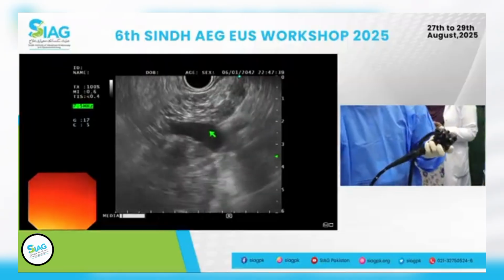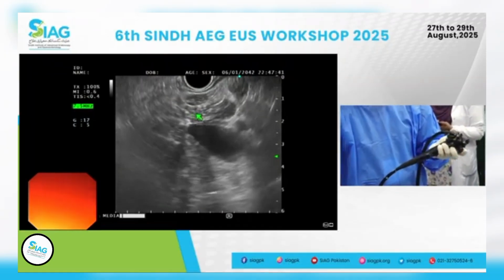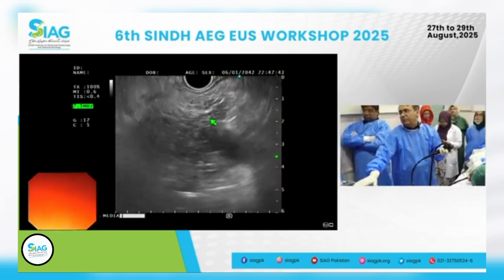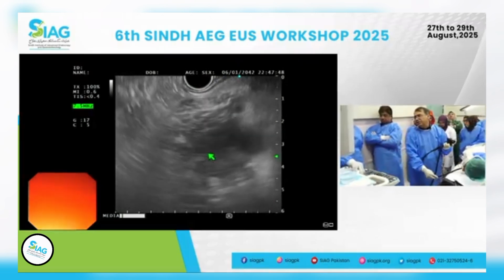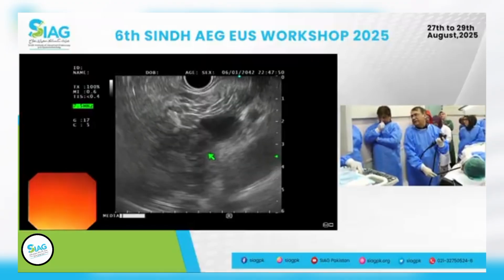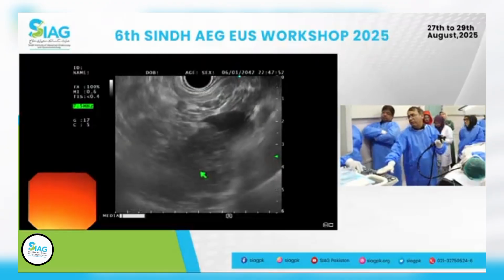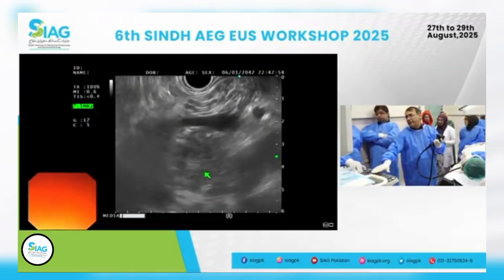This is the portal confluence right here. You see we are coming this way. Right there is the small duct. It falls down. But does anybody appreciate anything else in this area at the bottom? What do you think? What is this? Right here.